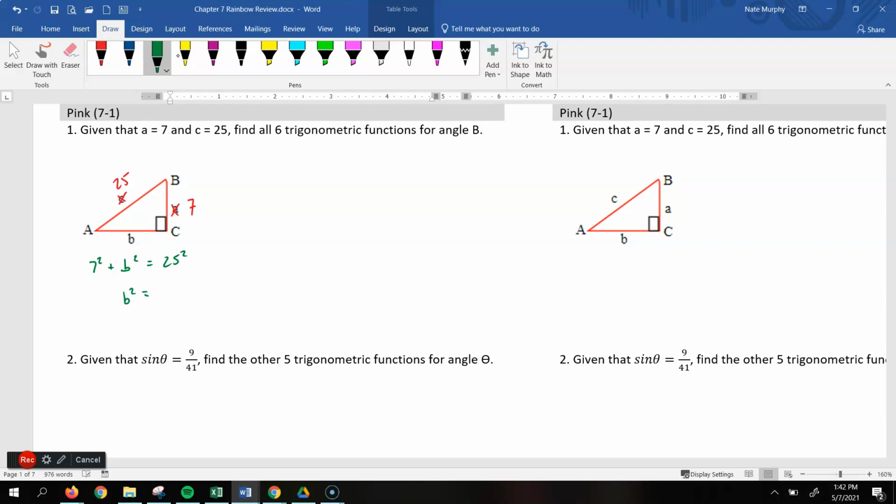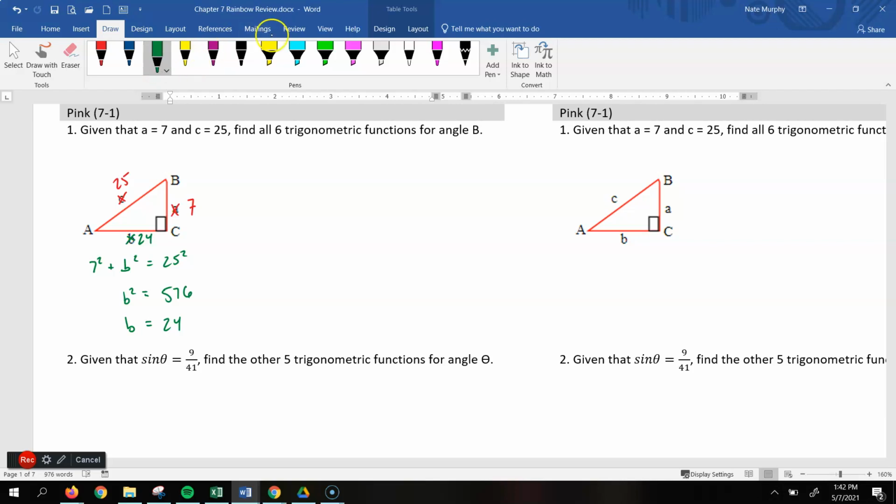To find what b squared is, I'm going to do this quickly on my calculator, because you can just type in 25 squared minus 7 squared. When you do that, you get 576. Now remember, that's not our value for b, obviously, because b is going to be shorter than 25, since 25 is your hypotenuse. So when I take the square root of 576, we get 24 as your answer. So now we know that side B is 24.